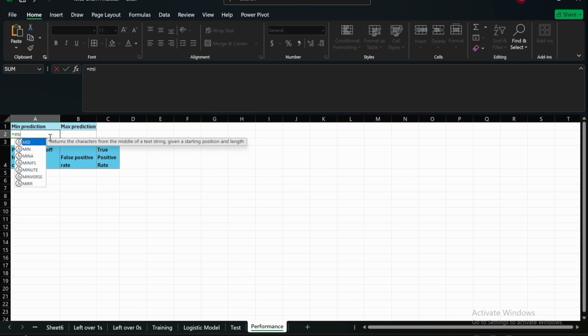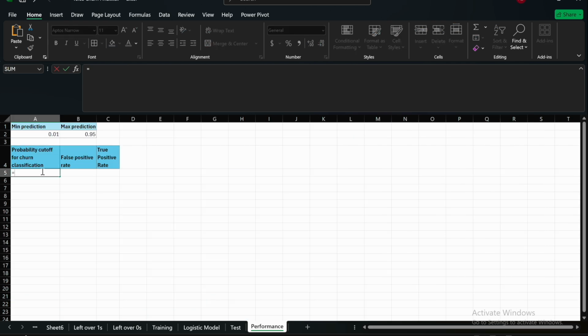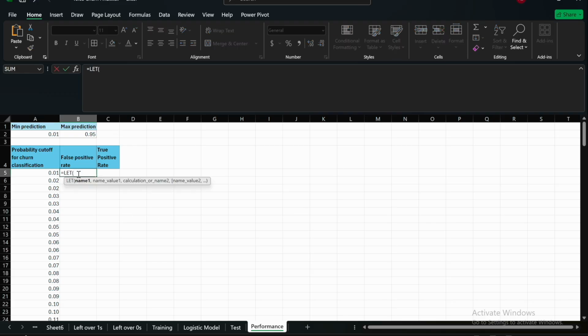The minimum probability is taken from the test set. The minimum and the maximum predictions are both taken, and the first cell is set as 0.01 and the step value is set as 0.05, and the stop value is set at the maximum prediction. It's to find the false positive rate at that probability cutoff.